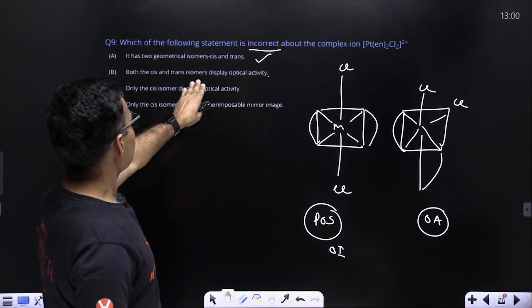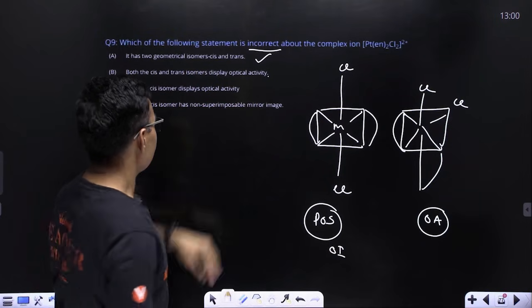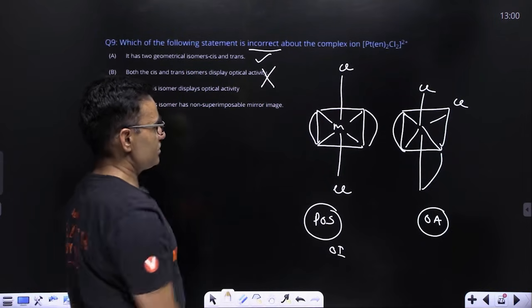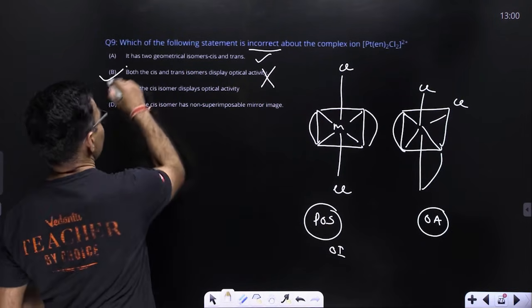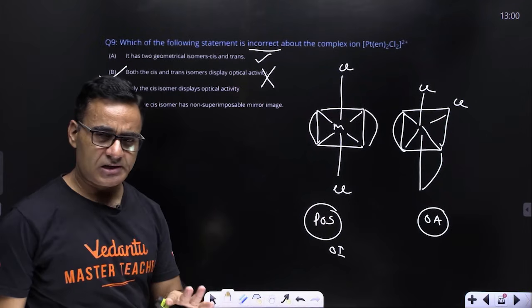Both the cis and trans isomers display optical activity, ये गलत स्टेटमेंट है. यानी कि आपका आंसर तो आ गया B, ठीक है? एक ऑप्टिकली एक्टिव है, एक इनएक्टिव है.